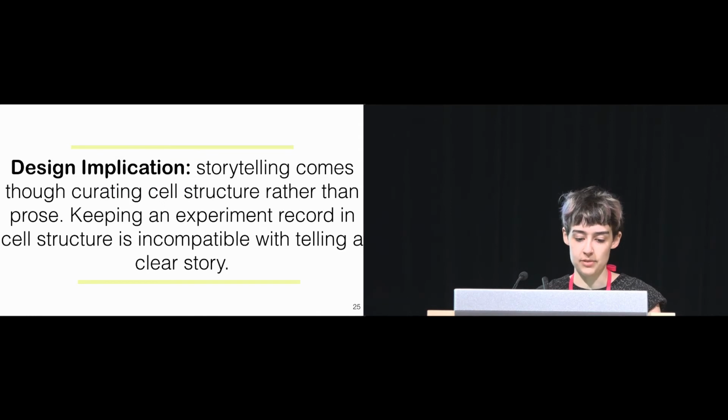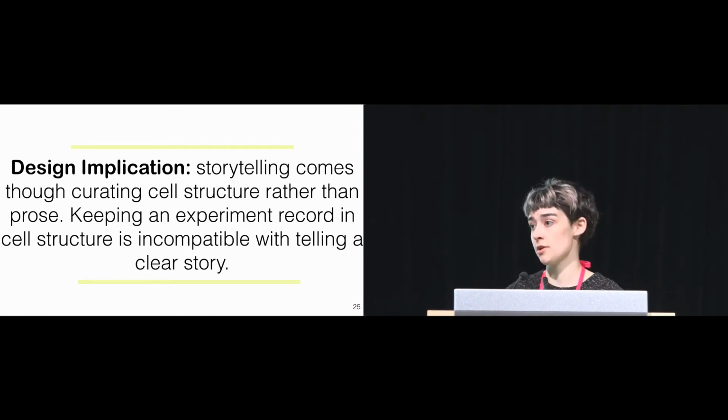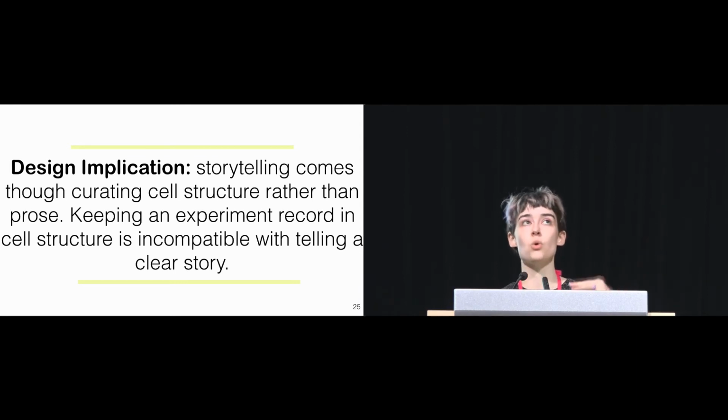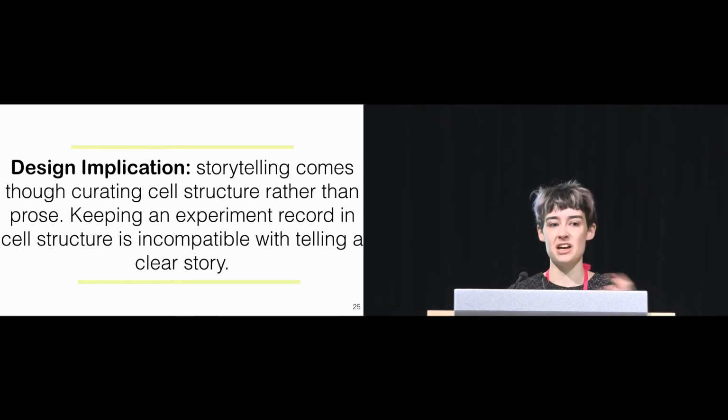So our main takeaway from this is that we found evidence that storytelling comes through curation of cells rather than really through prose. And keeping an experiment record through cell structure really does not work too well with building a clear narrative. You can keep an exploratory record structure narrative, or you can create a clear story, but they're not terribly compatible with each other.